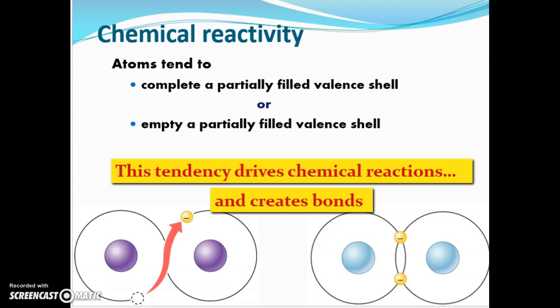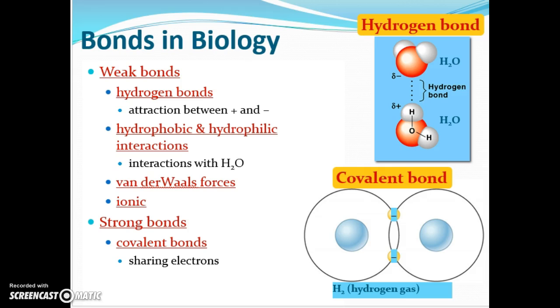So chemical reactivity, it all comes down to an atom's tendency to completely fill its valence shell or to empty a partially filled valence shell. And this is the tendency or the property that drives chemical reactions, and most importantly for this discussion, what creates bonds.